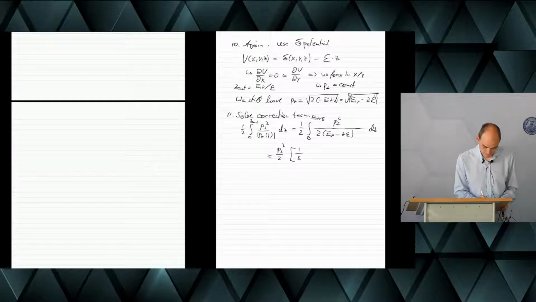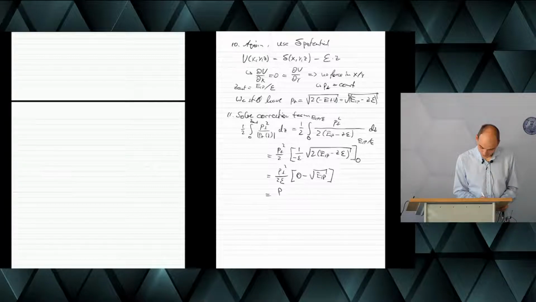minus, yes, there's a minus here, 2 EIP minus ZE in the limits from 0 to EIP over E. Plug in the limits. Zero minus square root EIP.